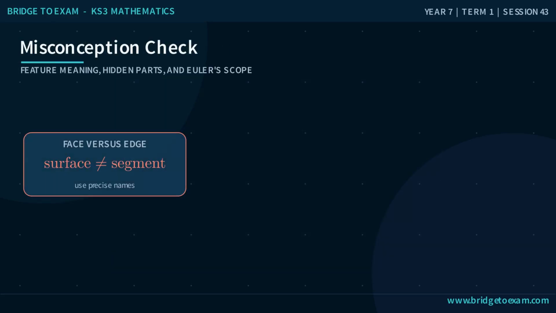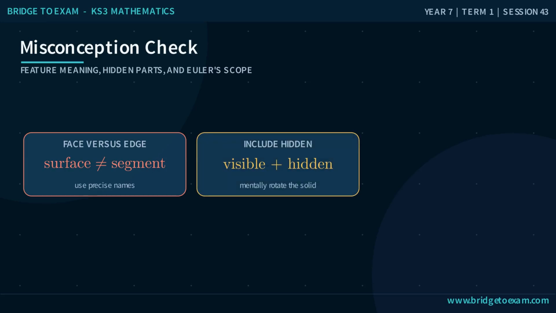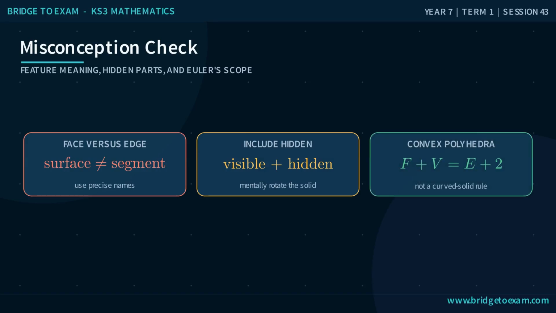Don't confuse a face with an edge. A face is a surface, while an edge is a boundary segment. Don't count only visible corners or edges. Rotate the solid mentally and include hidden ones. And use Euler's rule only for the convex polyhedra studied here, not automatically for curved solids.